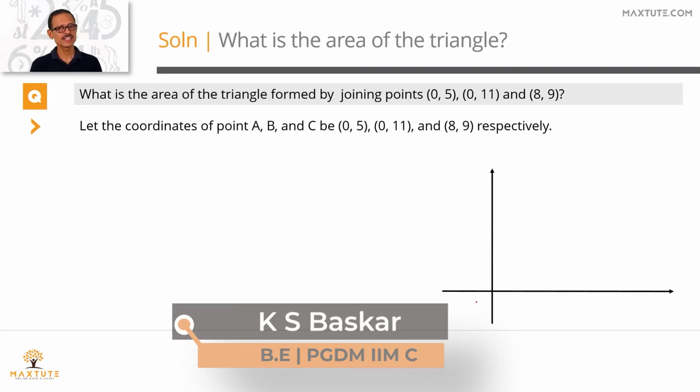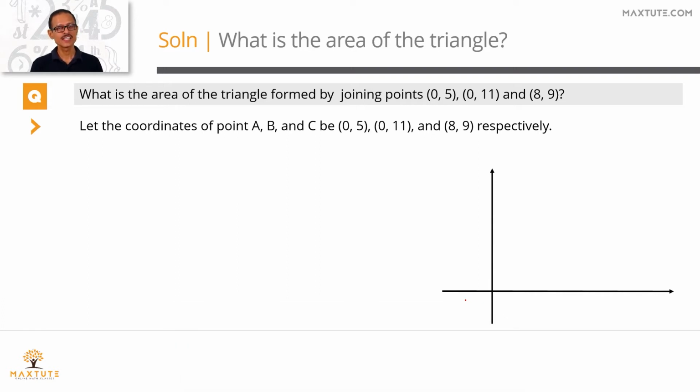Let's say the vertices of the triangle are A, B and C. And let the coordinates of A, B and C be (0, 5), (0, 11) and (8, 9). So this is point A, this is vertex B and this is vertex C. Let's plot these 3 points initially on this xy plane and then find out how to determine the area of the triangle thus formed. Take a look at points A and B.